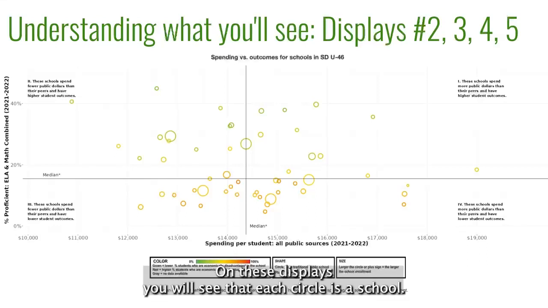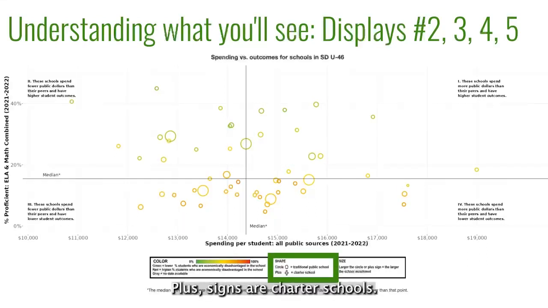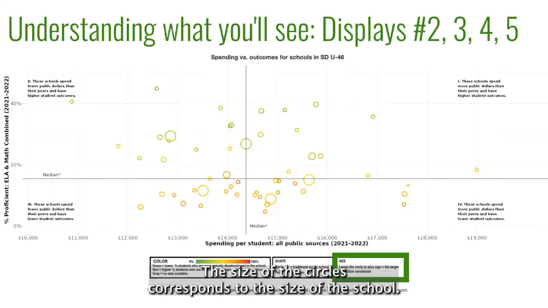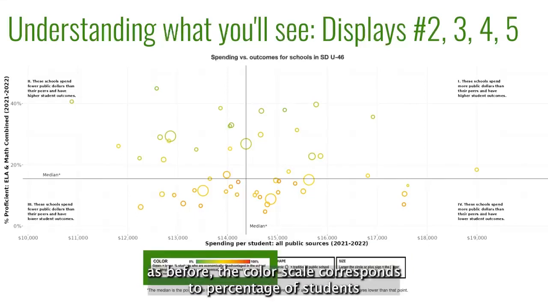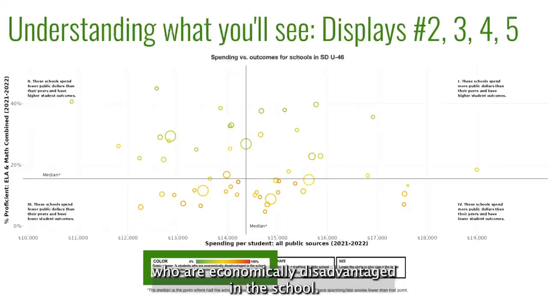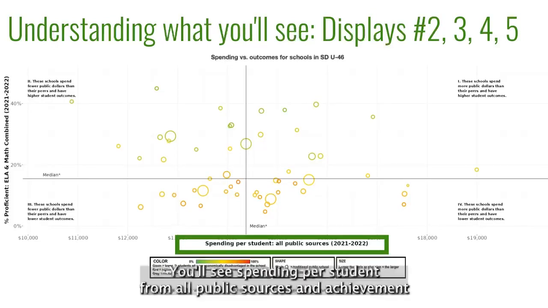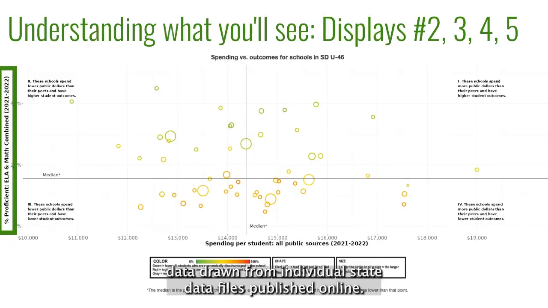Displays 2, 3, 4, and 5 are scatter plots that show spending compared to outcomes. On these displays, you will see that each circle is a school. Plus signs are charter schools. The size of the circles corresponds to the size of the school, so larger schools are larger circles. As before, the color scale corresponds to percentage of students who are economically disadvantaged in the school. You'll see spending per student from all public sources, and achievement data drawn from individual state data files published online.